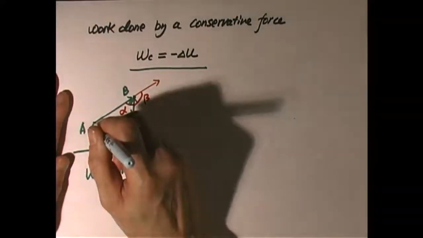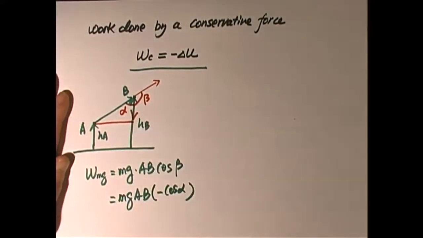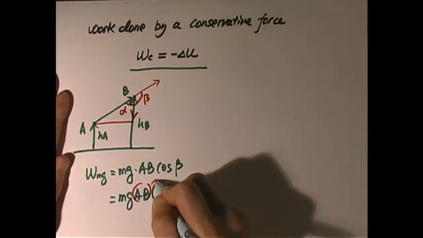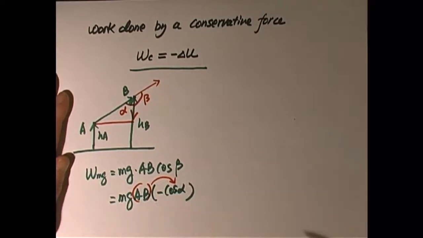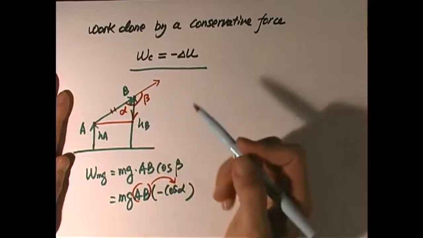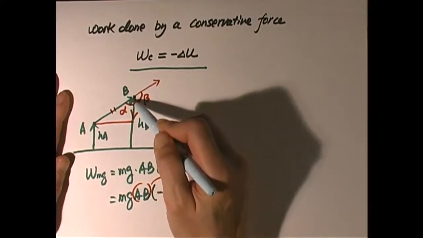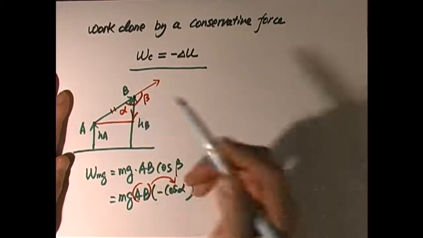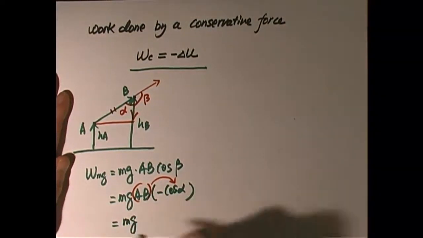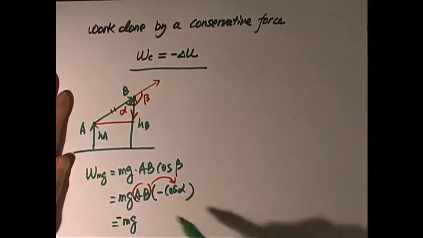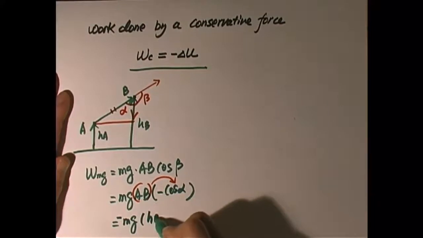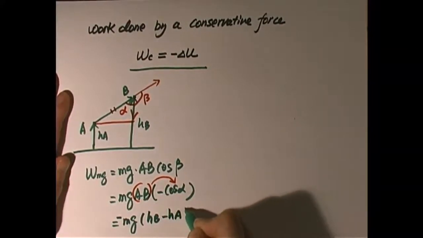And for this right angle triangle, AB times cosine alpha gives us the height difference between B and A. So we can replace this in mg, and the negative sign still keeps. AB cosine alpha is h of B minus h of A.